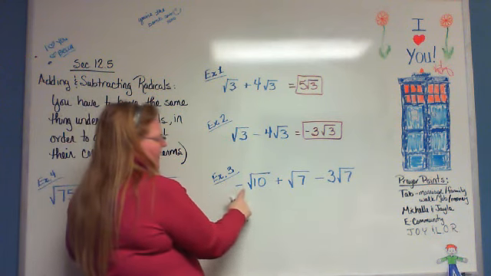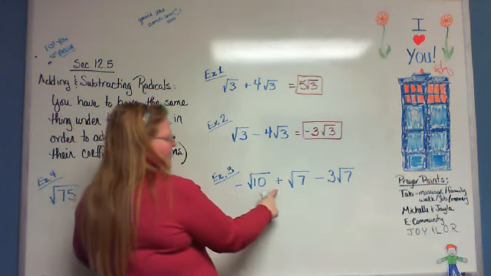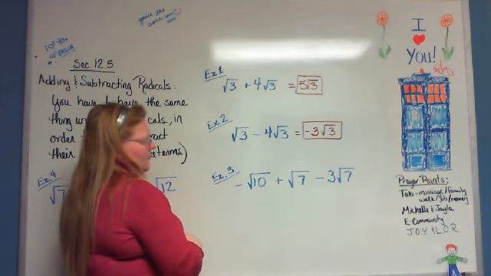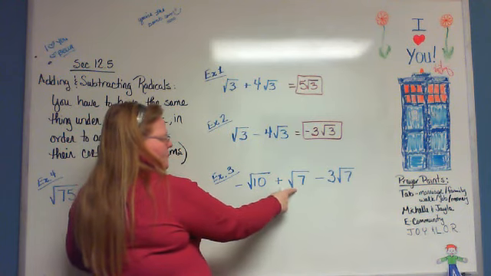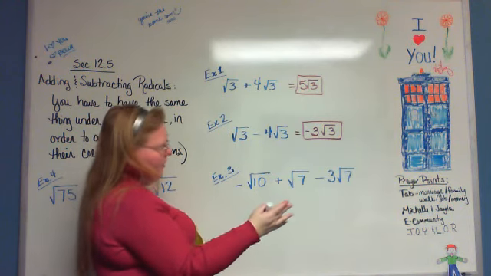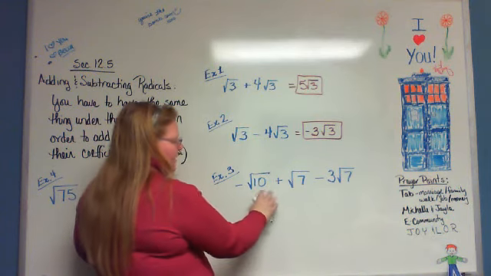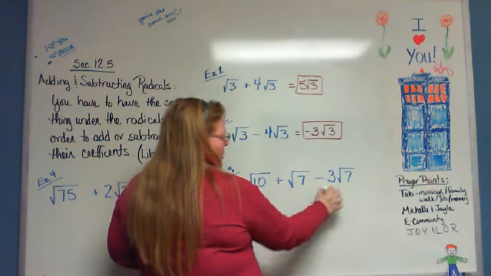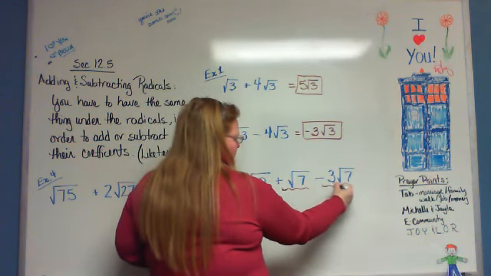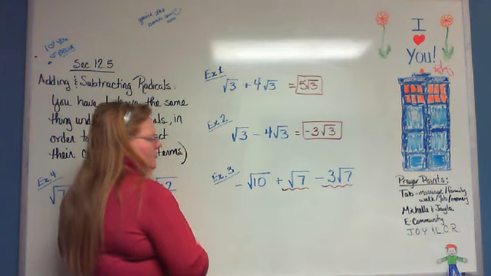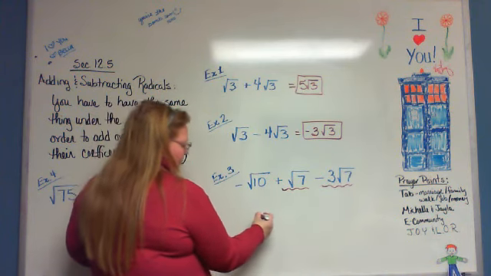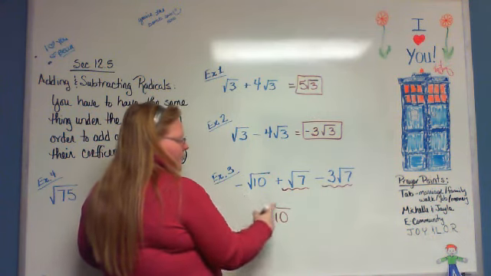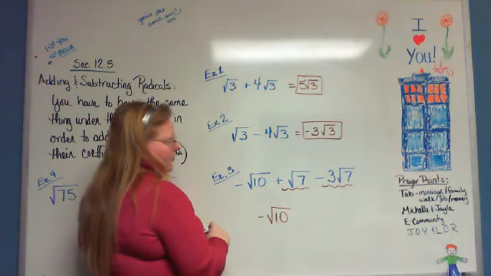Right here, we have negative square root of 10 plus the square root of 7 minus 3 square roots of 7. Are these two like terms? No, they don't have the same thing underneath. So just like with like terms, if they're not the same, you can't combine them. These two are like terms, so they can be combined. This one off by itself, we can't get rid of it because it's still a part of our problem, but it's not a like term, so we're not going to combine it with the others.